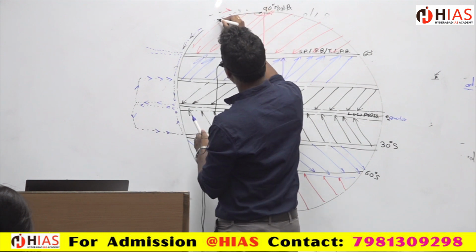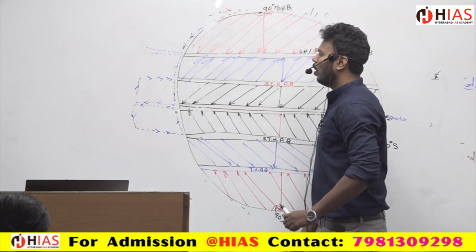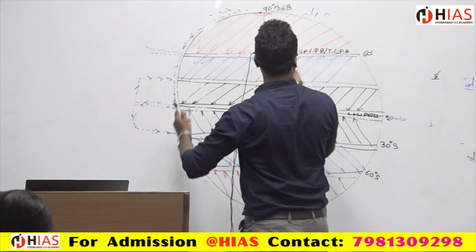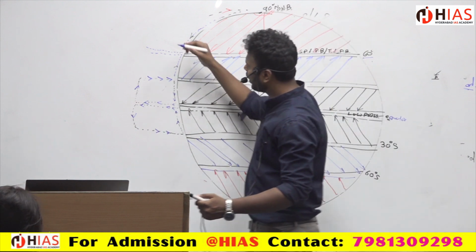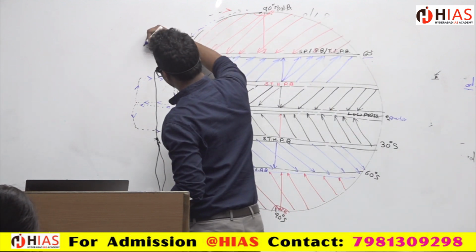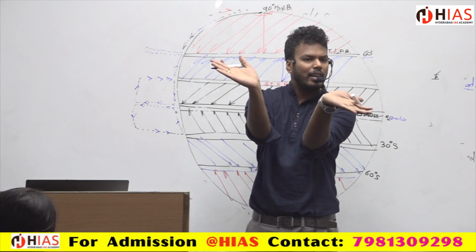So from here, all the winds are coming over here. All the winds are coming and they are rising at one place, 60 degrees north. To what extent will they rise? Up to the tropopause. After reaching the tropopause, they will deflect.